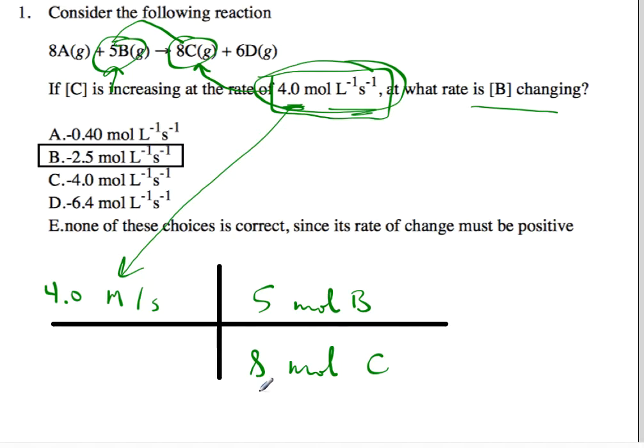So what you notice is moles of C, this is how much C is being created, or molarity. Every 8 moles of C, you use 5 moles of B, and I'm getting that from the chemical equation. So all I have to do to convert from one to the other using a little stoichiometry is go 4.0 multiplied by 5/8, which gives me B, 2.5. It's a reactant, so B is decreasing at a rate of 2.5 molarity per second.